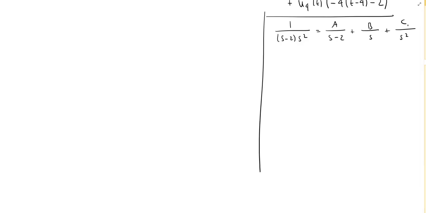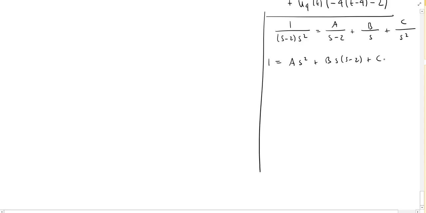If we clear denominators, then we have 1 is equal to a times s squared plus b s times s minus 2 plus c times s minus 2. If I'm able to get rid of a couple components, I like to do that. So if I make s equal to 2, that will annihilate the second two summands. When s equals 2, the left-hand side is still 1, and the right-hand side would be a times 2 squared, which is 4. So a is going to equal 1/4.